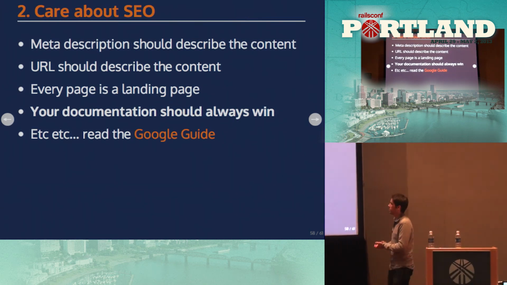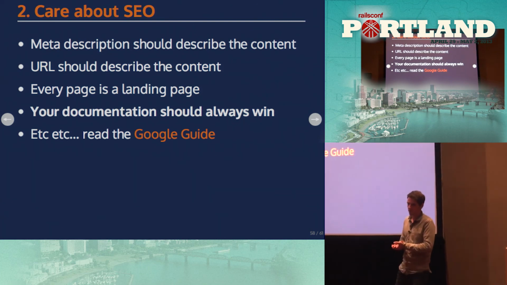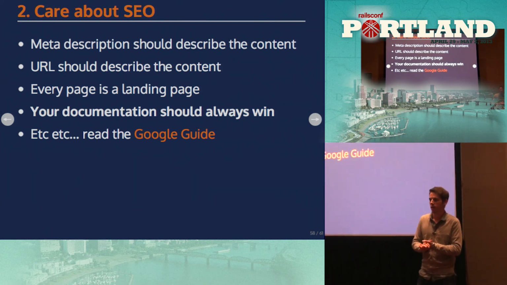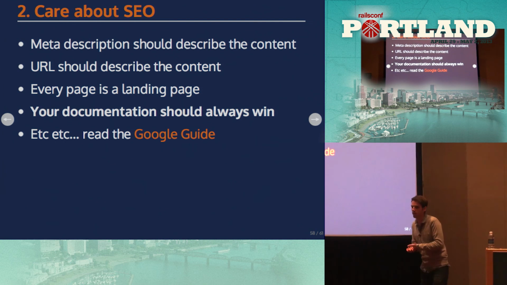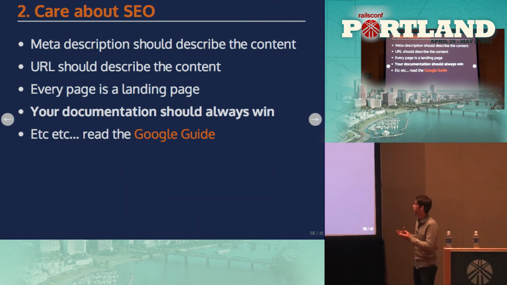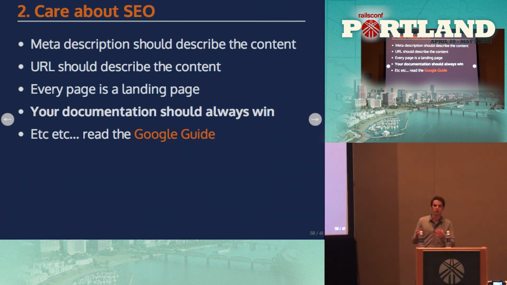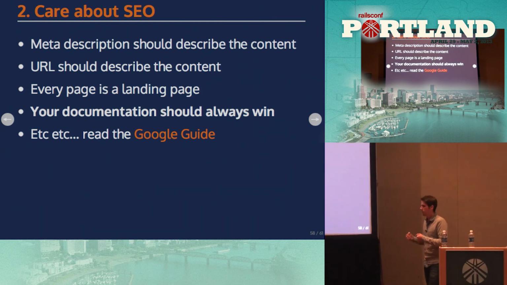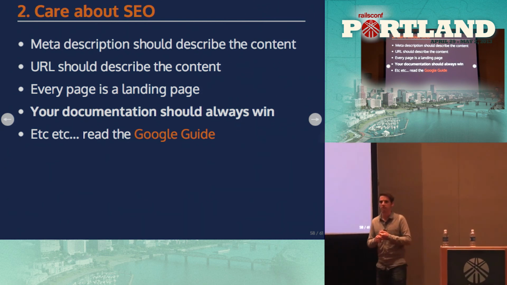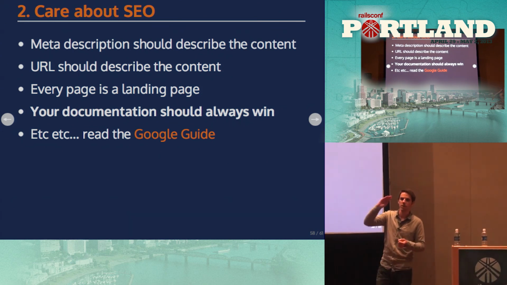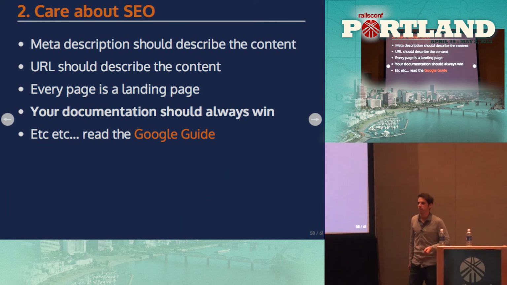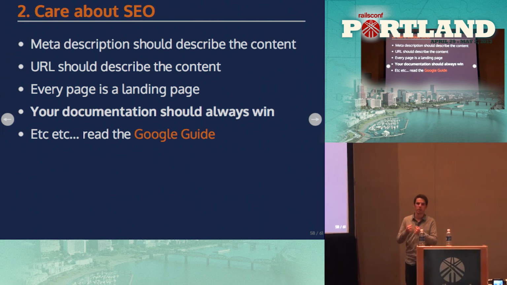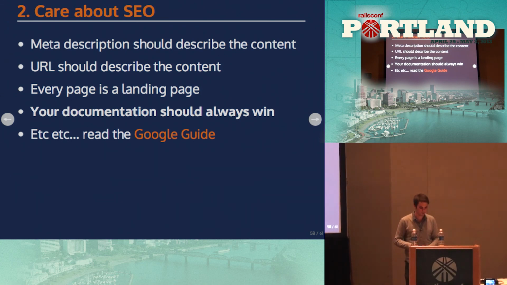Second, you should care about SEO. You should care about this because your users are using Google a lot. It's not that hard to get started. I encourage you to read the Google SEO guide. It's a good guide to get started. Your URL should describe the content. The heading should describe the content, et cetera. Finally, every page is a landing page, right? You might expect users to browse your content starting at the root and going hierarchically down into your service. That's not actually true. They can land on any page. It should make sense inside the grander scheme of your documentation.